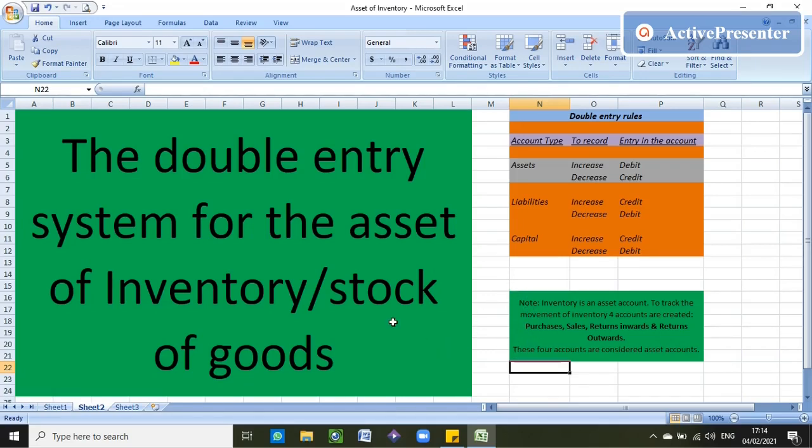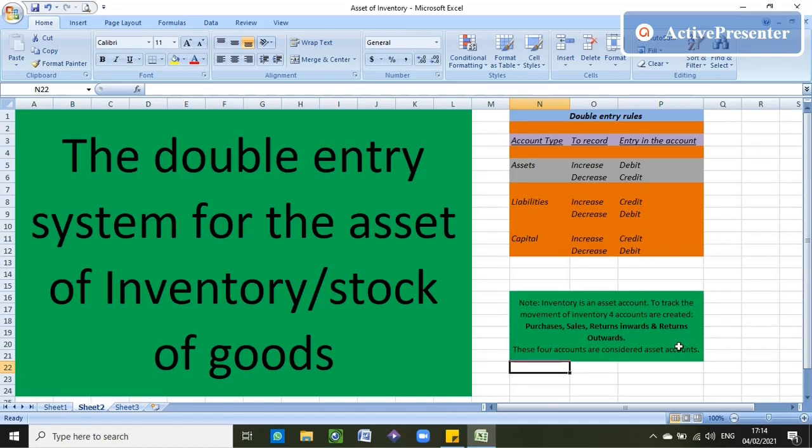So the books will now move from my establishment, will move outwards. So when I return to my supplier, I will use the return outwards. And where do I record the return outwards? Well, inventory is going down when I return to my supplier. To show a decrease, I would need to do a credit entry on return outwards.